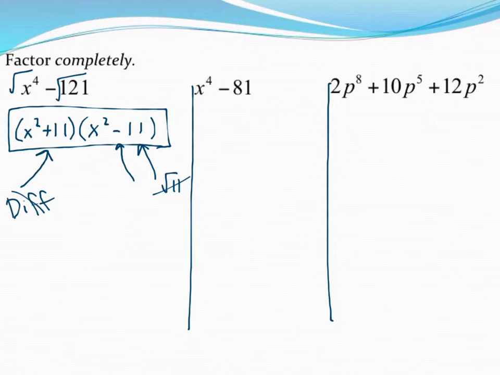Compare that to this next example, because at first glance it looks very similar, but watch the subtle difference at the end of this problem. Once again, it is difference of two squares, and there's not a greatest common factor. So I'm going to take the square root of x to the fourth and the square root of 81. Just like last time, the square root of x to the fourth is x squared, so that goes in the front. And the square root of 81 is 9. The only difference is one is plus and one is minus.